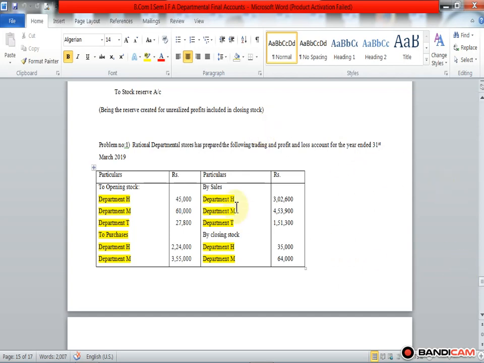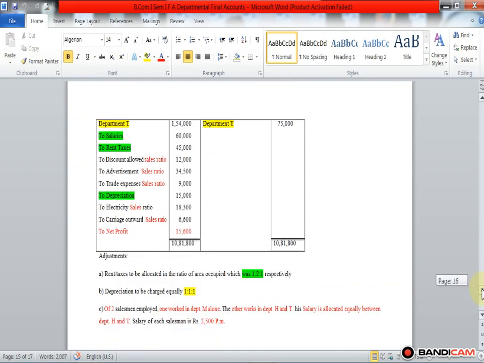Here Rational Departmental Store has prepared the following trading and profit and loss account for the year ended 31st March 2019. We read all these items in our previous lecture, but again we revise it from the adjustments. First adjustment: rent or taxes to be allocated in the ratio of area occupied, which was 1:2:2:1 respectively. So here the rent or taxes are to be allocated among each department in the ratio of 1:2:2:1 respectively.